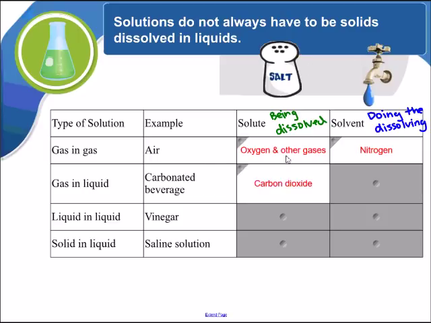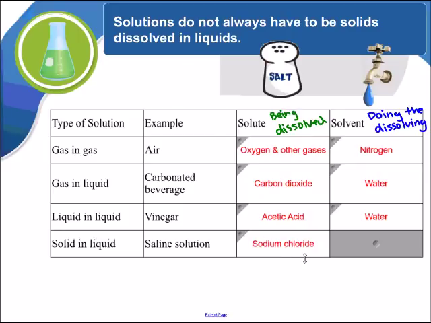Now, a gas in a liquid, a great example is a carbonated beverage. The solute this time will be the carbon dioxide, and it will be dissolved by the water. A liquid in a liquid: to make vinegar, we will take acetic acid as our solute, and we will dissolve it in water. And the last one is just a solid in a liquid. That's the one you're most used to seeing. The solute will be the sodium chloride, or the salt, and it will be dissolved in water again. This is also why, if you remember from our last unit, we call water the universal solvent. It can pretty much dissolve most things.